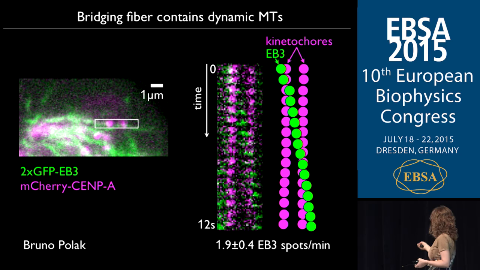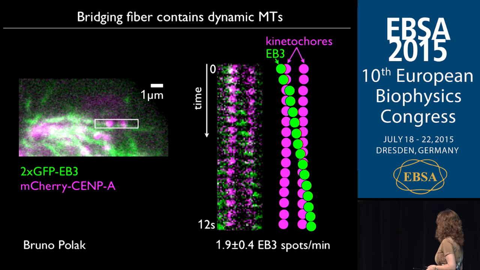And we have quantified these events. We observe about 2 such events per minute in one direction, and also we observe the events in the other direction. So based on this experiment and the previous one with PRC1, we can conclude that the bridging fiber contains dynamic microtubules which grow and shrink, and they are oriented in an anti-parallel manner.